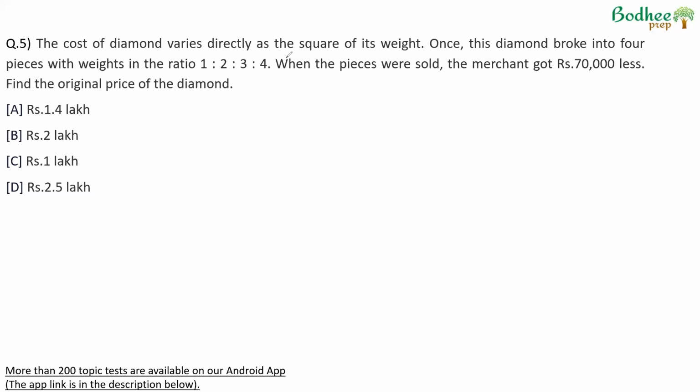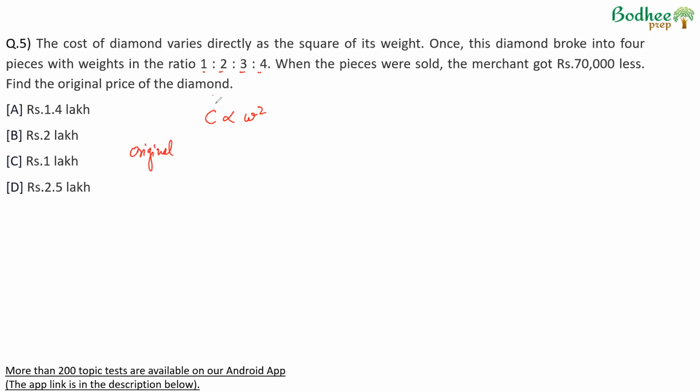The cost of a diamond varies directly as the square of its weight. Cost varies directly as the square of its weight. Once this diamond broke into four pieces, with the weights in the ratio 1 is to 2 is to 3 is to 4, assuming that the weights were actually 1, 2, 3, and 4 kgs respectively of the four pieces. When the pieces were sold, the merchant got rupees 70,000 less than the original price. Now, what will be the original price?